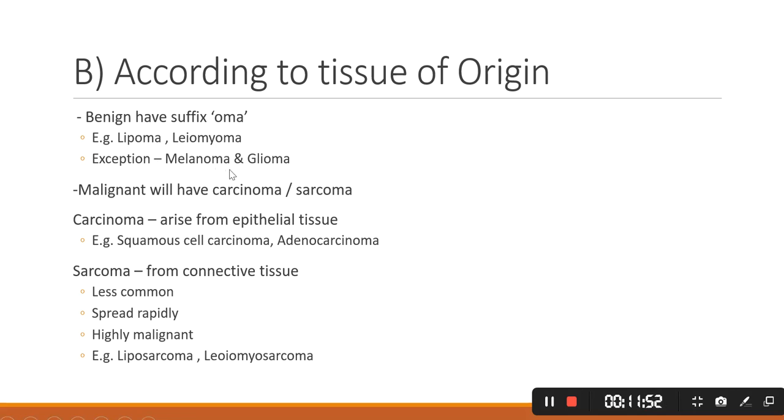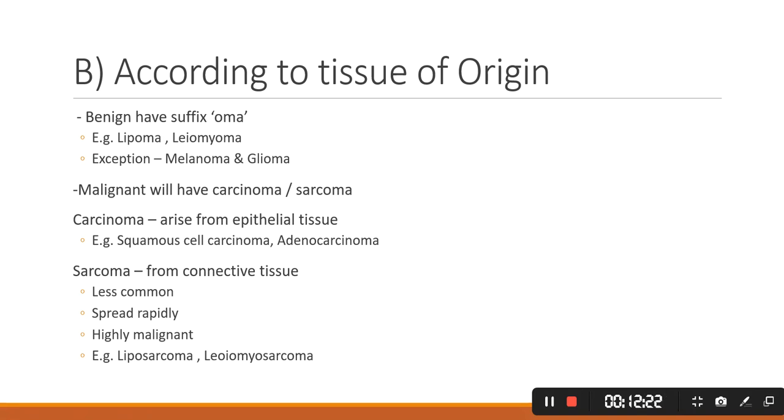I'll tell you why. When melanoma and glioma were newly identified, melanoma was a skin tumor and glioma was a tumor of the brain, so they thought they were benign tumors, and gave them the names melanoma and glioma. But later, as they studied the features in more detail, they came to know that these are really bad malignant tumors.